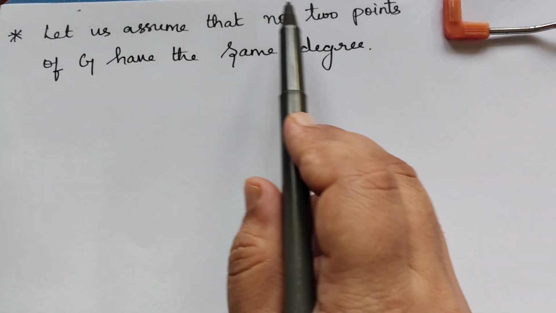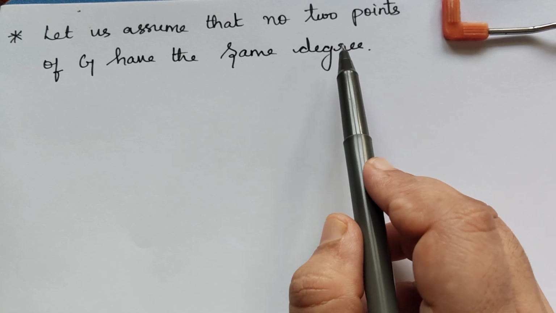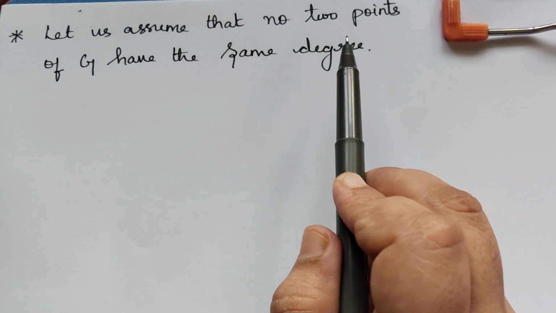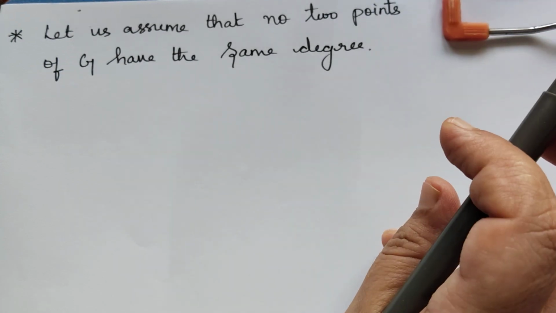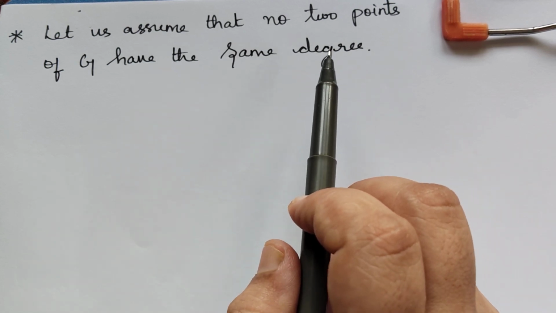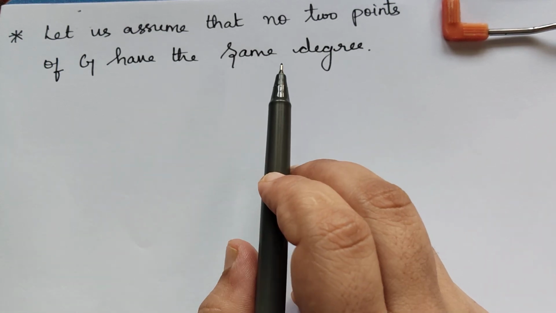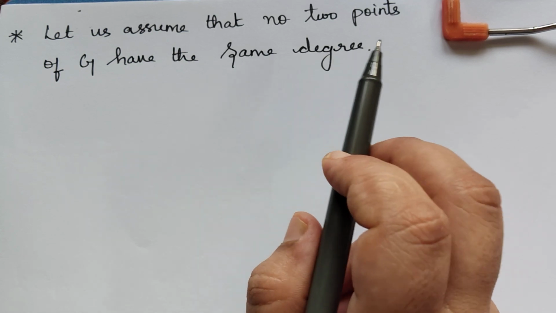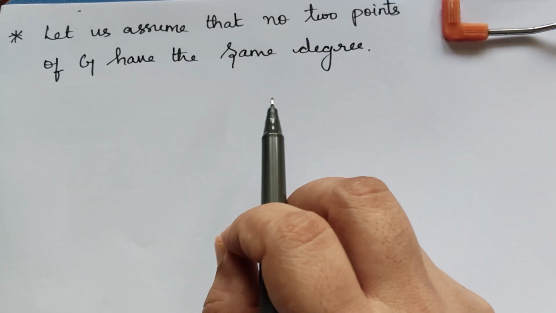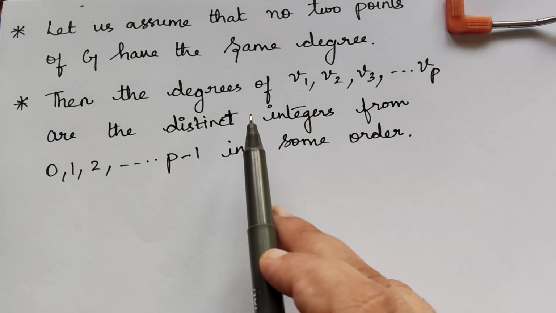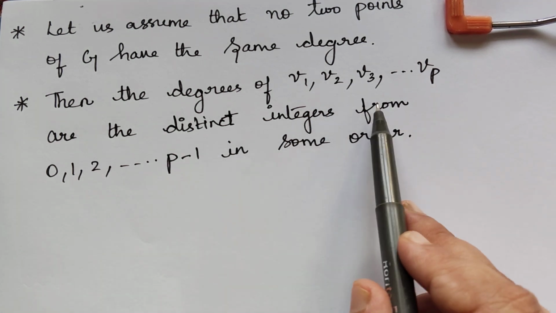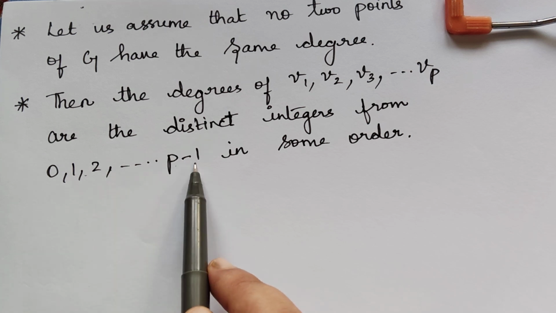Now we want to prove that our assumption is not correct. For that, if no two points of G have the same degree, then each point of G should have a distinct degree, and it can be integers from 0 to p minus 1, because the degree of a vertex lies between 0 and p minus 1. Then what are the vertices that we have? v1, v2, etc. up to vp. So the degrees of v1, v2, v3, etc. up to vp are all distinct integers from 0, 1, 2, etc. up to p minus 1 in some order.